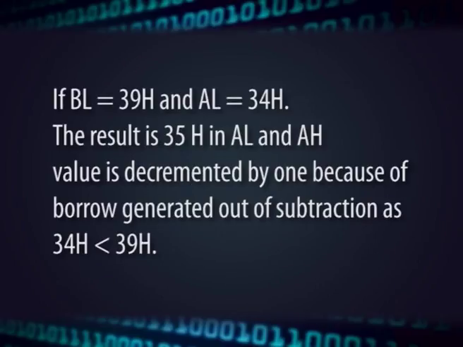In case BL contains 39H and AL contains 34H, the result is 35 hex in AL and the AH value is decremented by 1 because of the borrow generated out of the subtraction, as 34 hex is less than 39 hex.